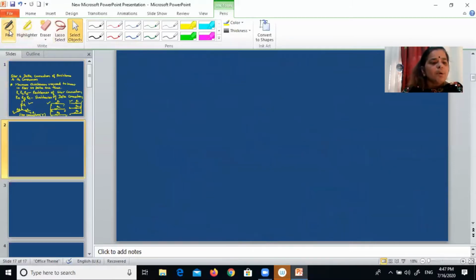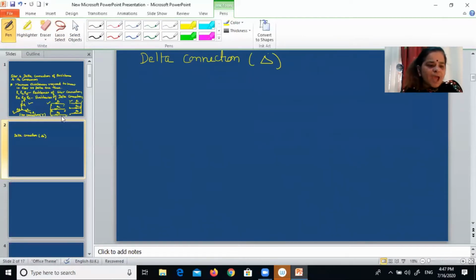Now let us talk about the delta connection. The next connection is the delta connection. The delta connection is represented by this triangle. As in the explanation, I have taken RA, RB, RC as the delta resistances. Suppose this is A dash, this is RB, B dash, and this is RC, and this is C dash.